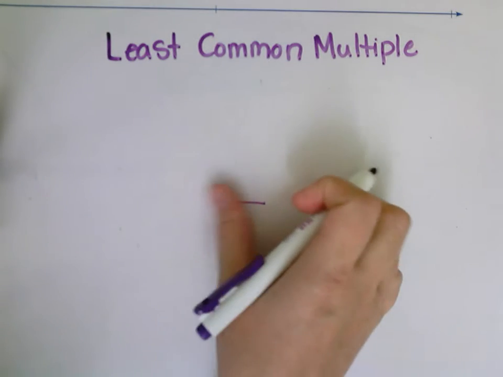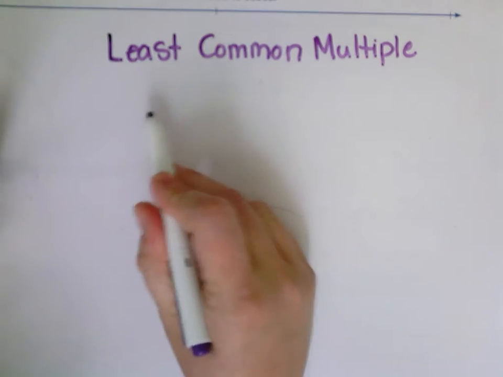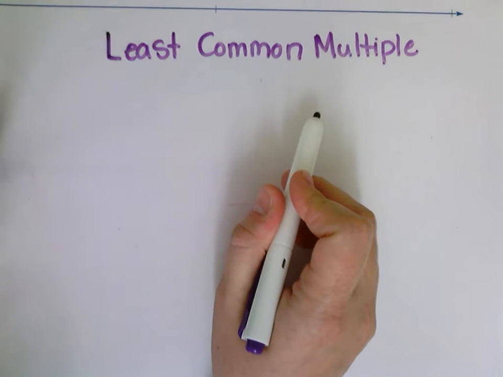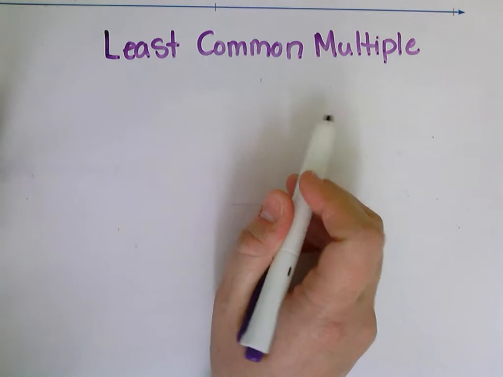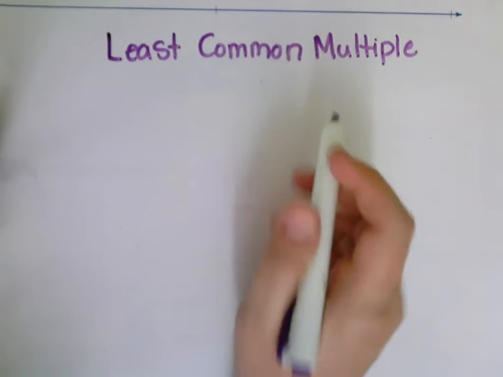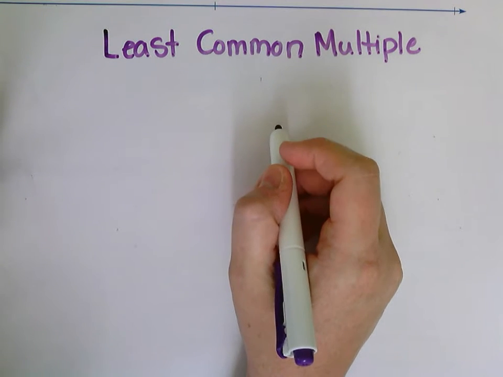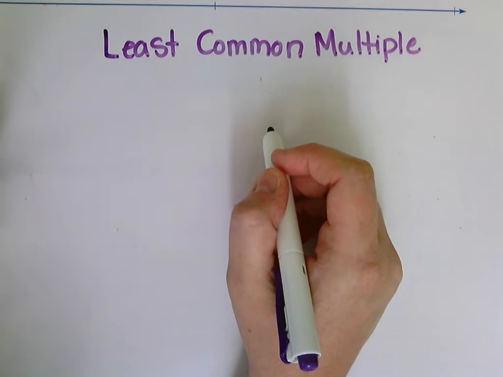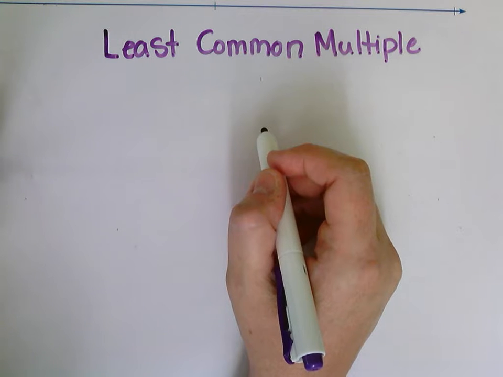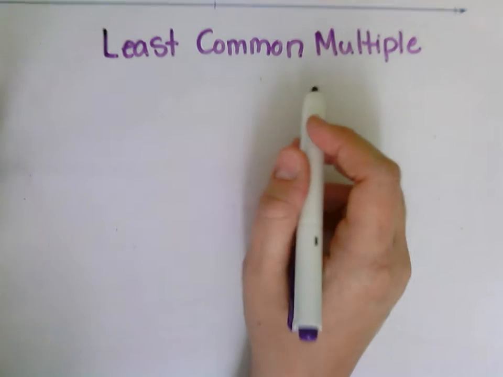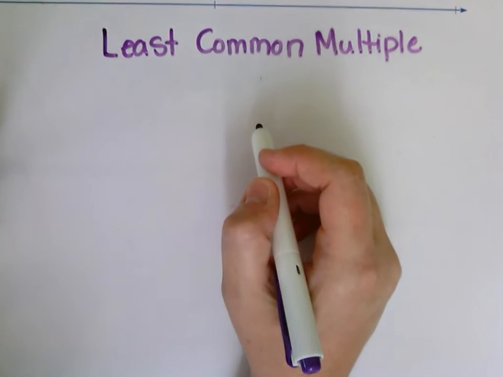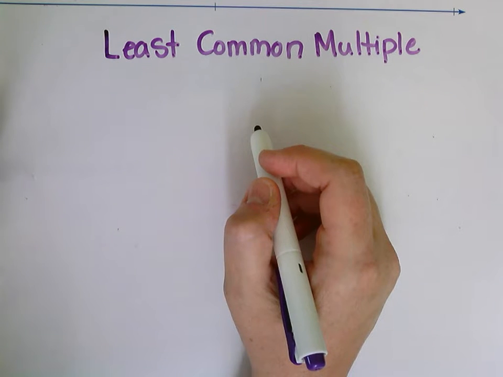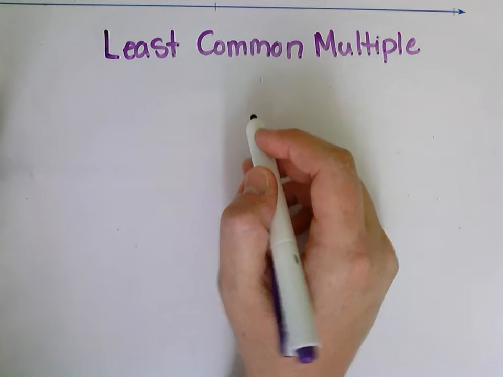Today we're going to work on finding the least common multiple of 2 or 3 numbers. As we talked about before, a multiple is the result of multiplying a whole number by all of the other whole numbers. A common multiple is multiples that 2 or 3 numbers have in common. So let's take a look at the numbers 3 and 8.